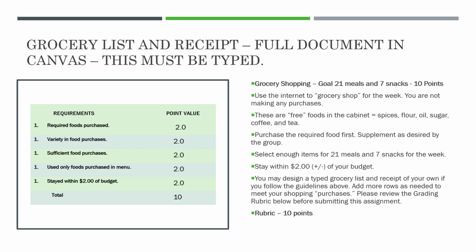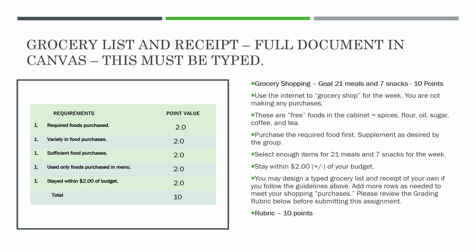So let's take a look at this. This document that you just saw is in your Canvas files, and it must be typed. All of these documents must be typed, by the way. So these are the requirements. You must purchase the required foods first. Make sure there's variety in your purchases.